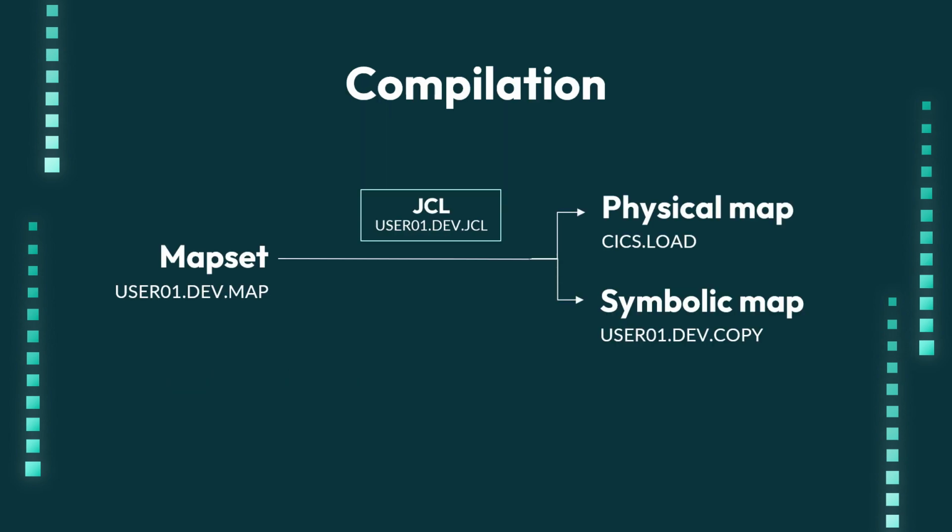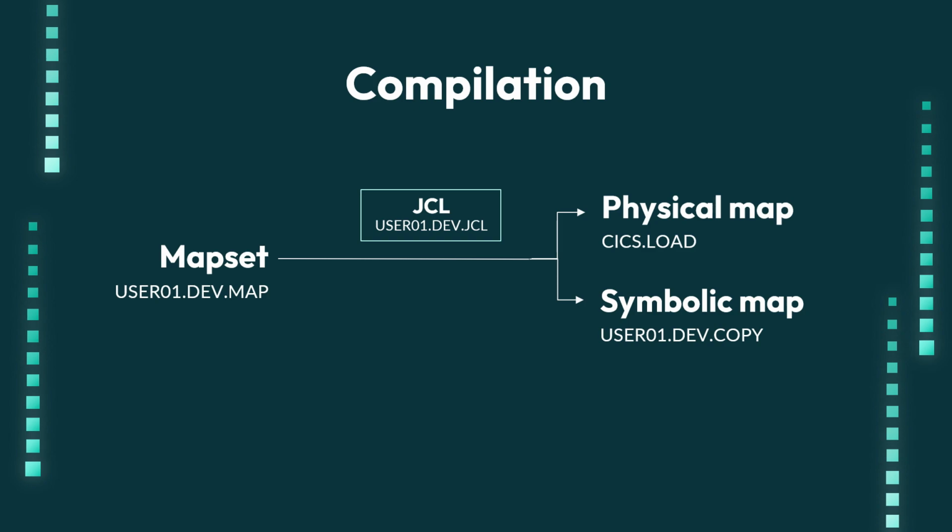Before rendering the mapset, we need to compile it. The compilation will produce two elements, a physical map and a symbolic map. The physical map is the actual layout of the map as it will appear on the screen. It contains the screen coordinates, attributes, and field definitions. It is a binary, meaning it is stored in a load module that CICS uses at runtime.